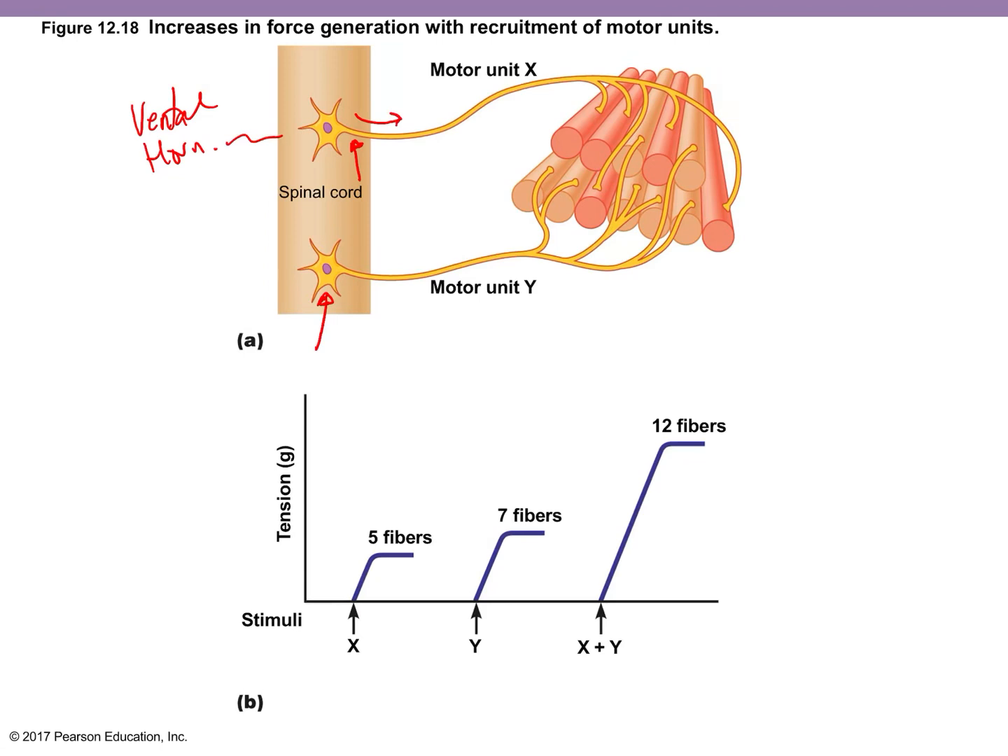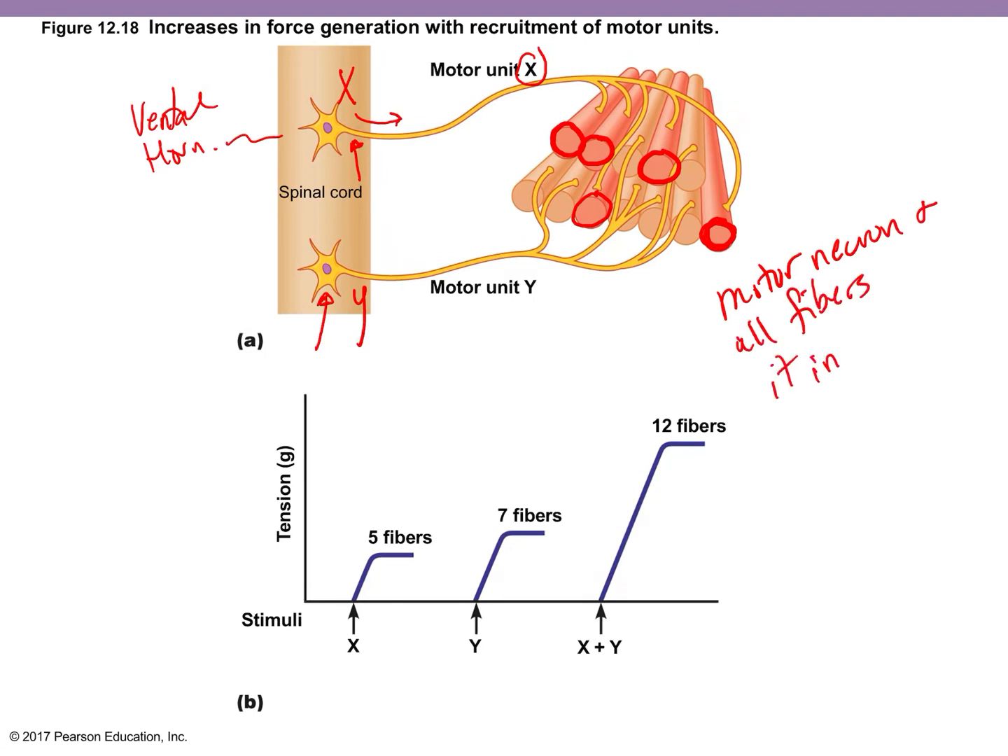It's going to come to your muscle and innervate a series of fibers. So you can see in this picture that there are some reddish fibers that are innervated by motor unit X. So X is going to just innervate these reddish fibers. Okay, so those are going to respond to the motor neuron X. Then our other motor unit is our motor neuron Y and all of its fibers that it is innervating. So our motor unit is defined as the motor neuron and all the fibers it innervates.